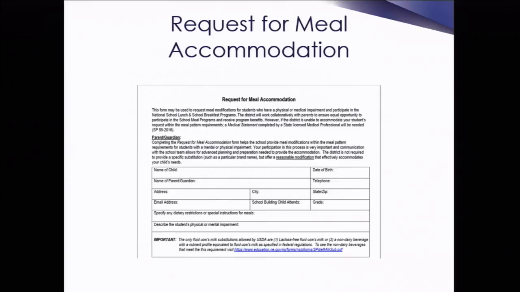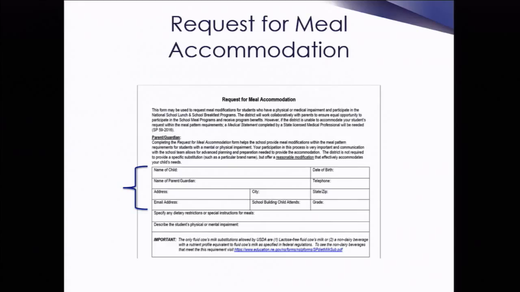This first form is called Request for Meal Accommodation. This is to be completed by the student or parent or guardian when requesting modifications that fall within the program meal pattern. For example, this form could be utilized if a student has an allergy to a single fruit or vegetable, such as strawberries. In this case, the SFA would simply offer the student another fruit in place of the strawberries.